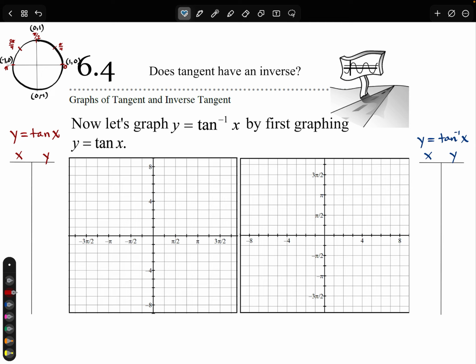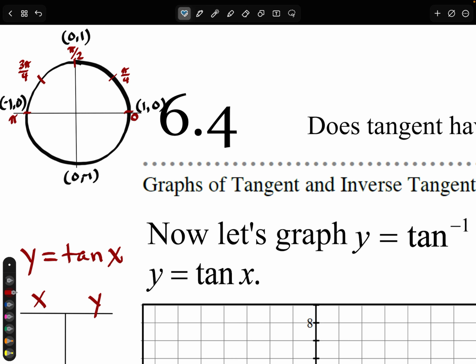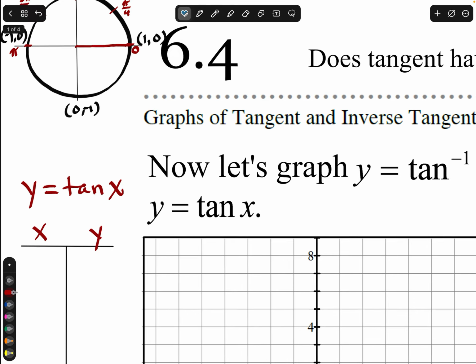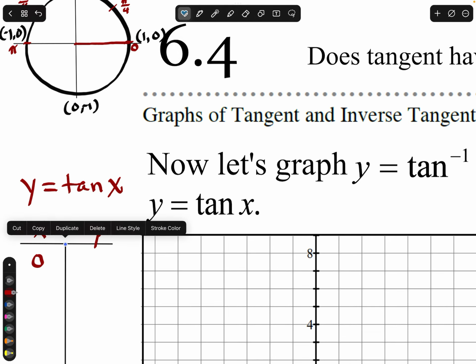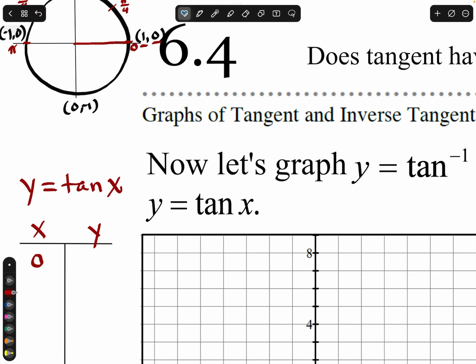So starting out, remember tangent has a period of pi radians. Looking back at our unit circle, we're going to create a little table. Think about your different angles, for instance, the angle of 0 radians. When you take the tangent of 0 radians, remember you're doing y over x, so that'd be 0 over 1. So the tangent of 0 radians is 0, and we'd have that point at (0, 0).